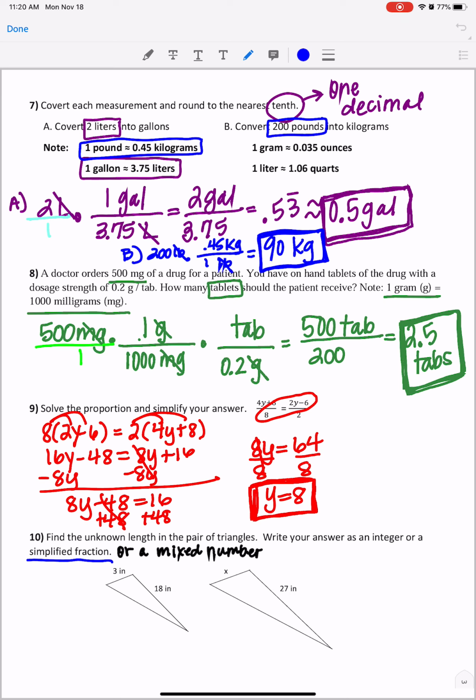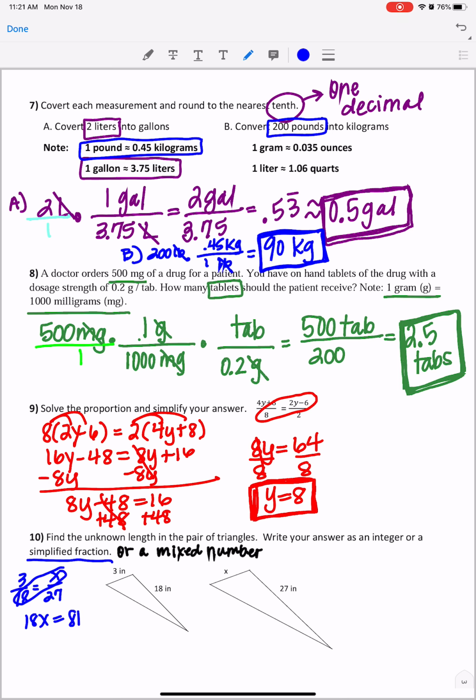There is not one way to do this. However you set up that first one, you have to follow the same pattern for the second one. So if I do 3 over 18, I went 3 to 18, then I have to do x over 27, from the top to the bottom. You could also do 3 over x equals 18 over 27. It does not matter how you write your proportion. However you write the first one, you have to write the second one in the same way. So, if I go 3 over 18, then I'll set that equal to x over 27. We're going to cross multiply. I've got 18x equals 3 times 27, which is 81.